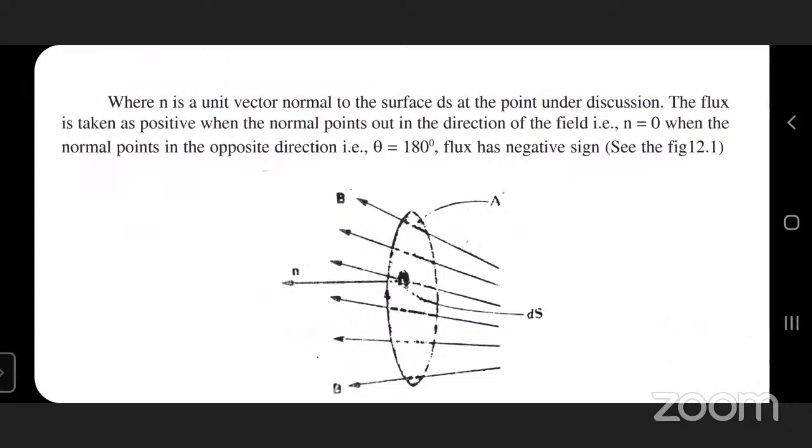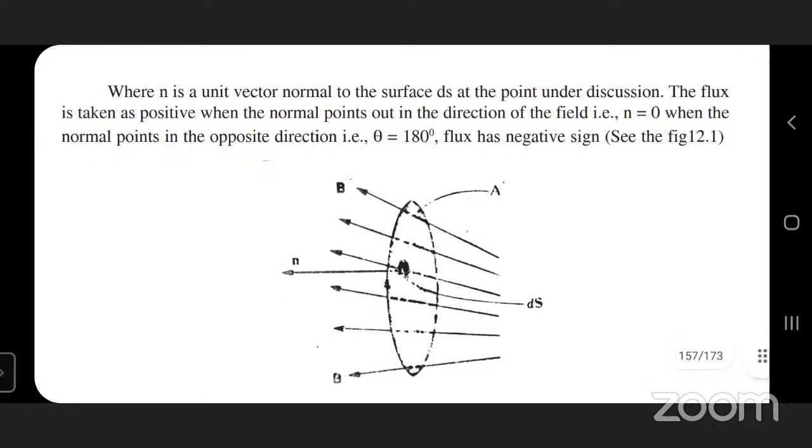Here, small n in the above equation is a unit vector which is normal to the surface. The flux is taken as positive when the normal points in the outward direction. When the normal points in the opposite direction, the value of the angle theta should be considered as 180 degrees.